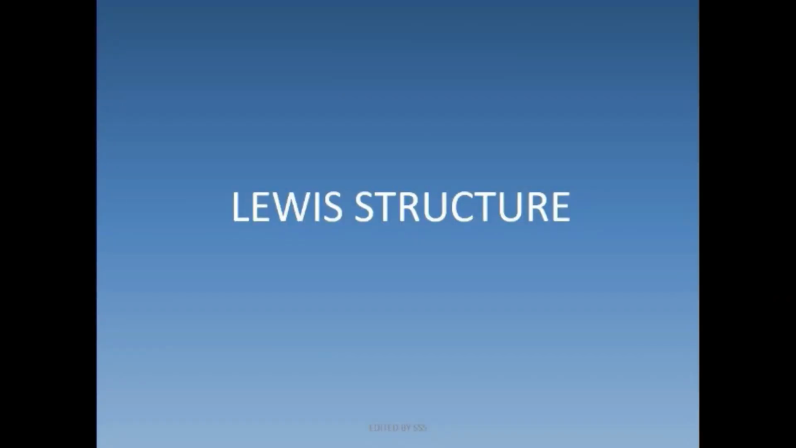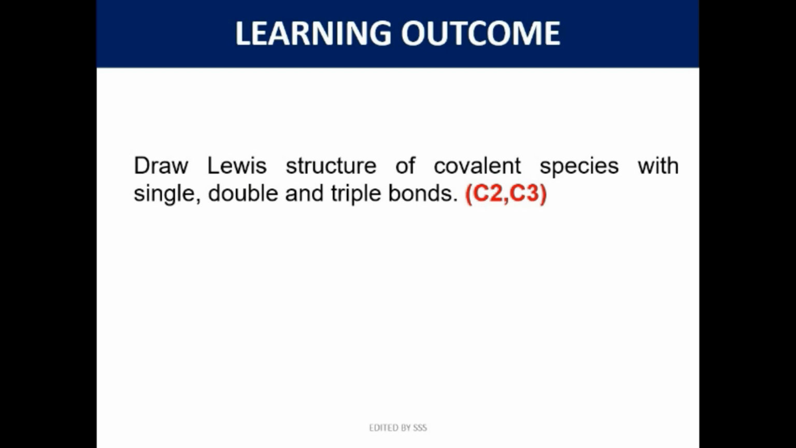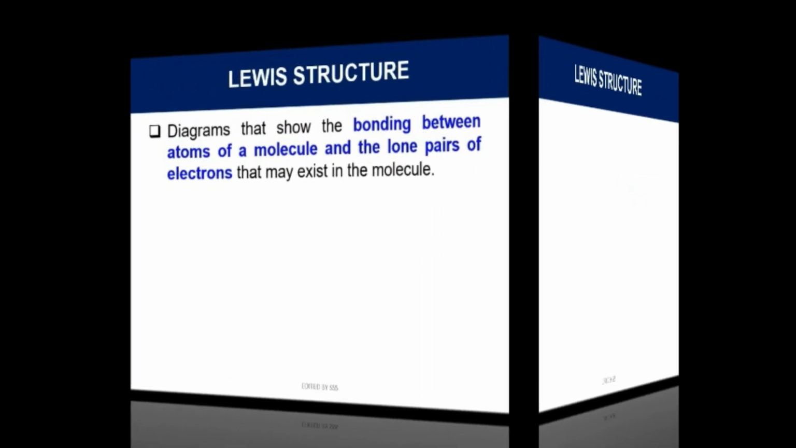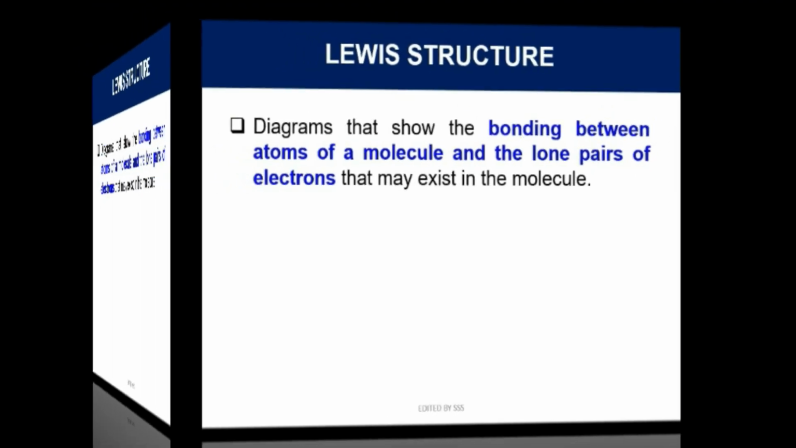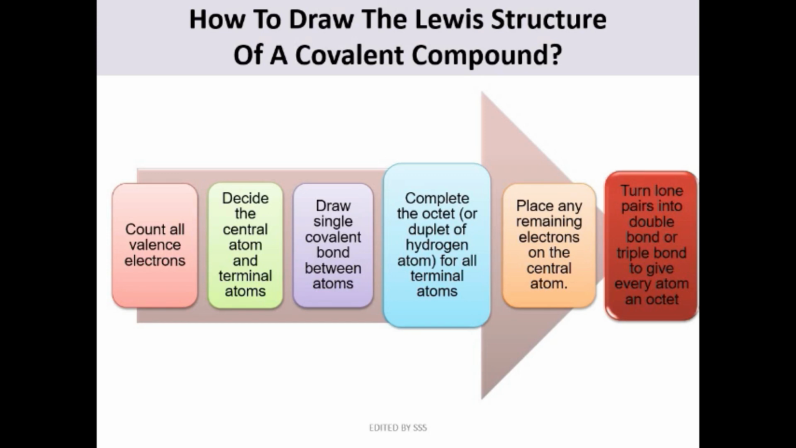Let's learn about Lewis structure. At the end of this lesson, students should be able to draw Lewis structure of covalent species with single, double, and triple bonds. Lewis structure is a diagram that shows the bonding between atoms of a molecule and the lone pairs of electrons that may exist in the molecule.